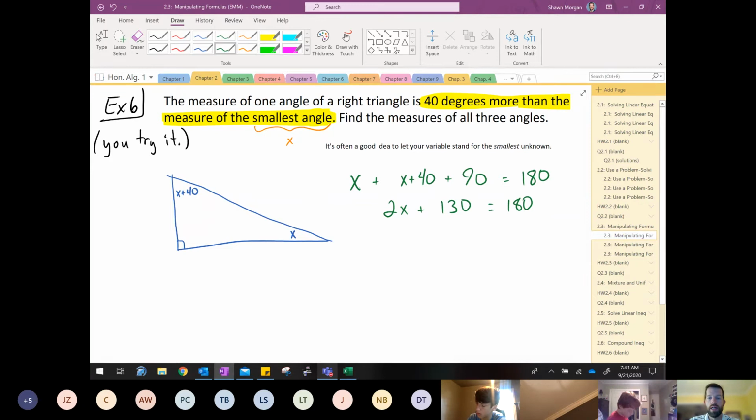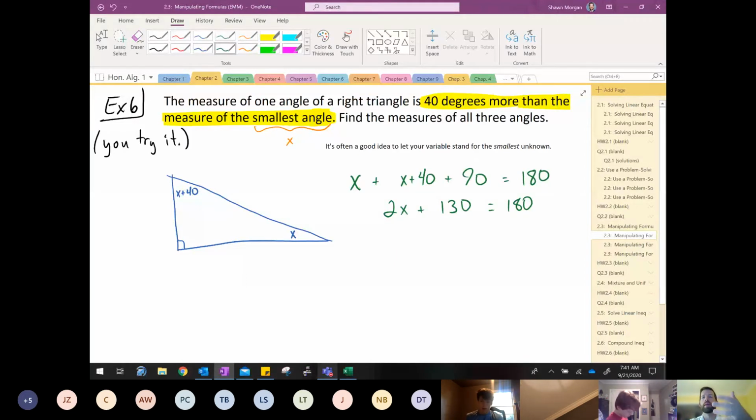Lewis Thomas, go ahead and tell us what to do there. You can divide by 2. Okay, now let me pause you real quick. That is totally legit, and you could definitely divide everything by 2 right now. We would get X plus 65 equals 90. I have no problem with that.